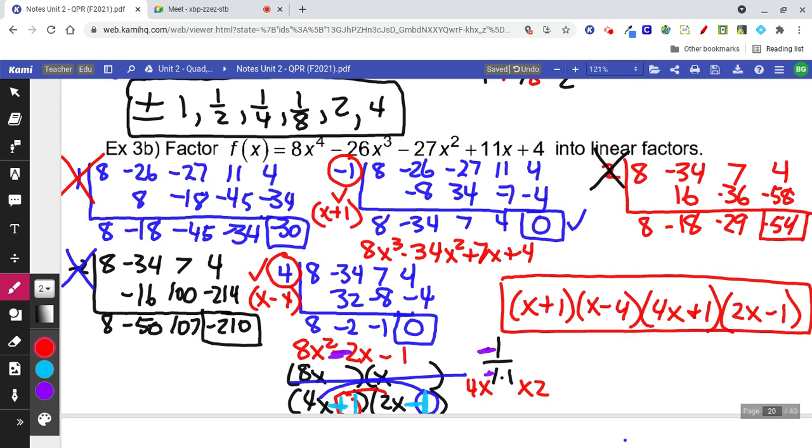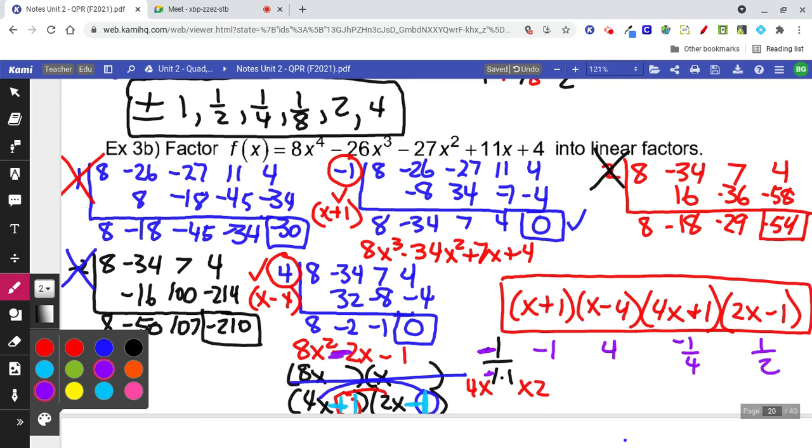Now, again, later if they have us solve it, we should be able to solve or talk about zeros. There's a -1, there's a +4, there's a -1/4. It's always the opposite of that number divided by the front number, or the number that makes 0, and +1/2.